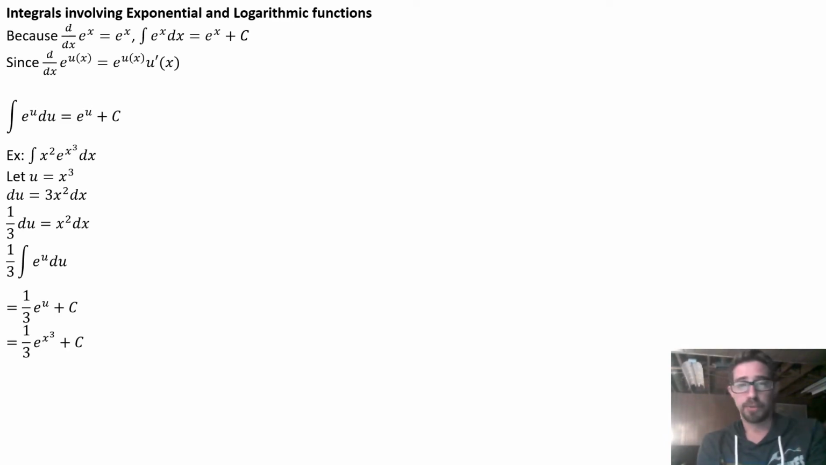And check by differentiating. You can almost do that derivative in your head. It's 1/3 e to the x cubed times 3x squared. The 1/3 kills the 3. What do you got? e to the x cubed times x squared, and that's all we did. All we just did was we reversed the effects of the chain rule.